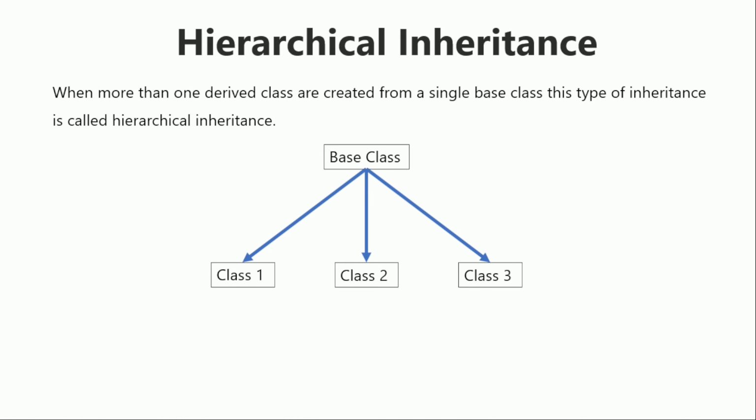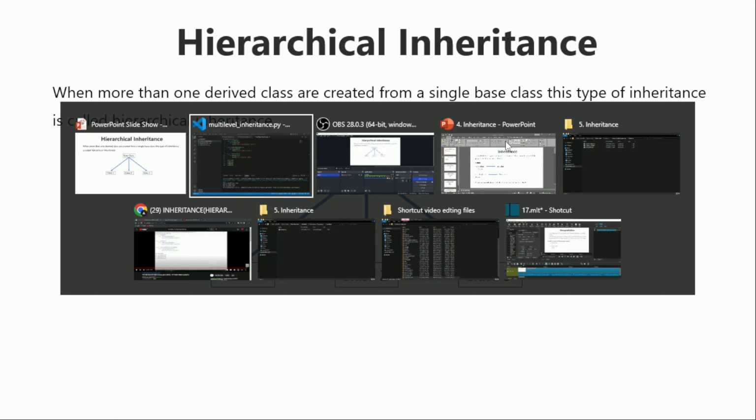Now let us move to our last type of inheritance, which is known as hierarchical inheritance. When more than one derived class is created from a single base class, this type of inheritance is called hierarchical inheritance. For example, in a real-time example, a father will have two sons, child 1 and child 2, where child 1 and child 2 inherit the characteristics of their parent, the father. This is how hierarchical inheritance works. Now let us try to execute this hierarchical inheritance in our code editor.